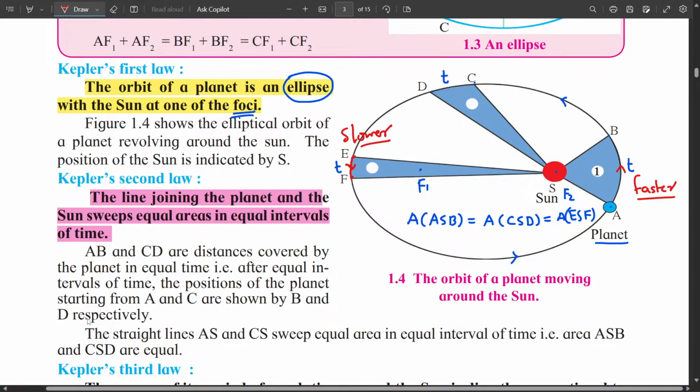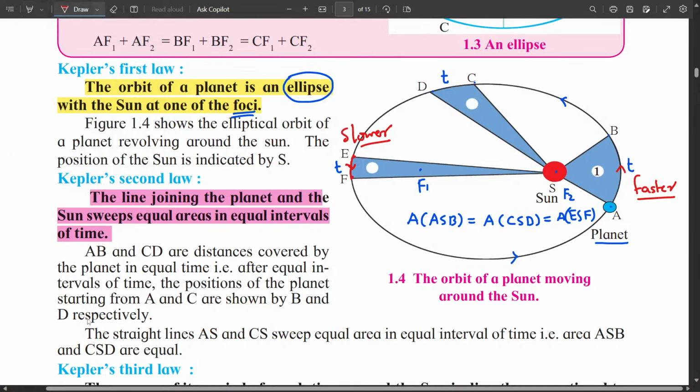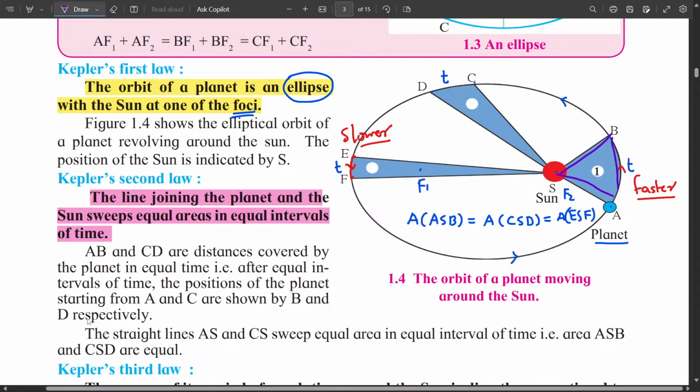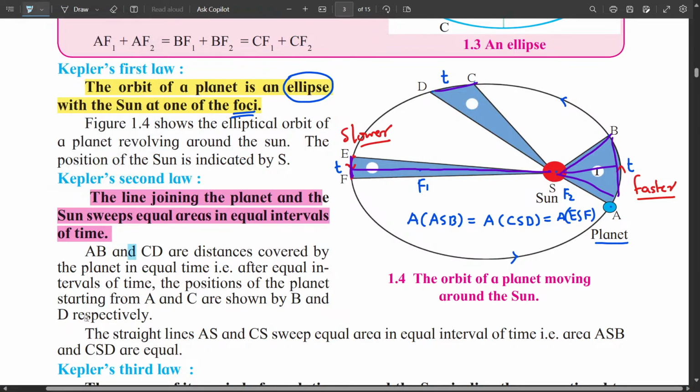All this figure can be approximated as triangles, and then you can see that for this triangle ASB, this is the base and this is the height. So if the height is less, the base is more. Here you can see the height is more, so the base is less, so that the area remains the same. So this is Kepler's second law of motion. The line joining the planet and the sun sweeps equal areas in equal time intervals.